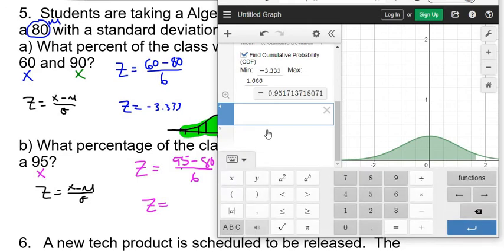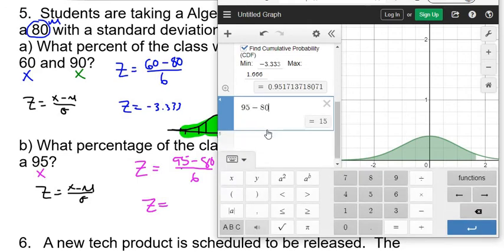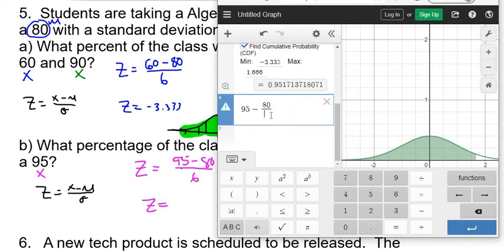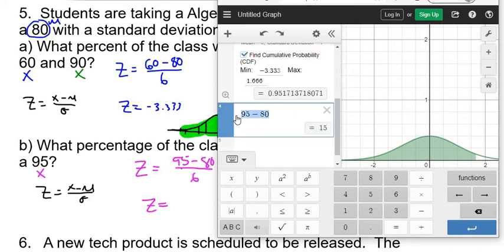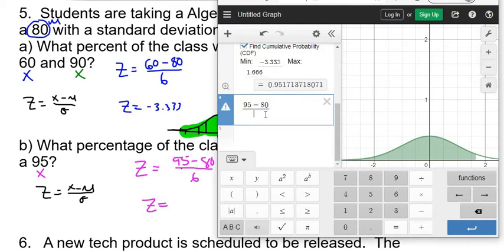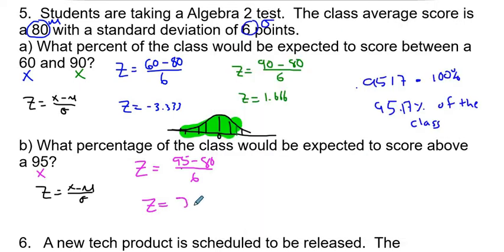So down here, we would just put in 95 minus 80. Don't forget, don't hit division here, because you see that's only dividing the 80. You want to select the whole thing and divide. That's because there is a set of parentheses there, which will be important in the next problem. And so then we get 2.5 as our z-score.